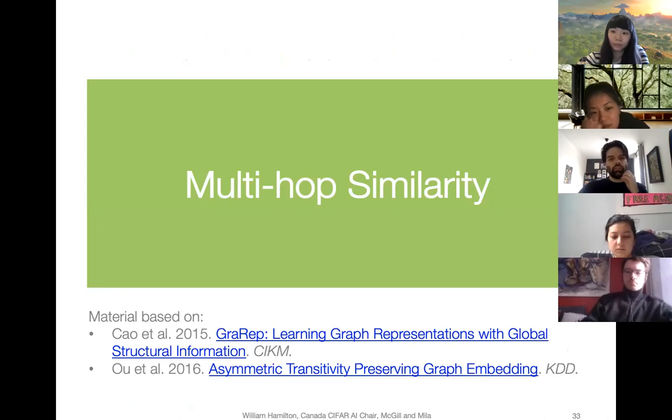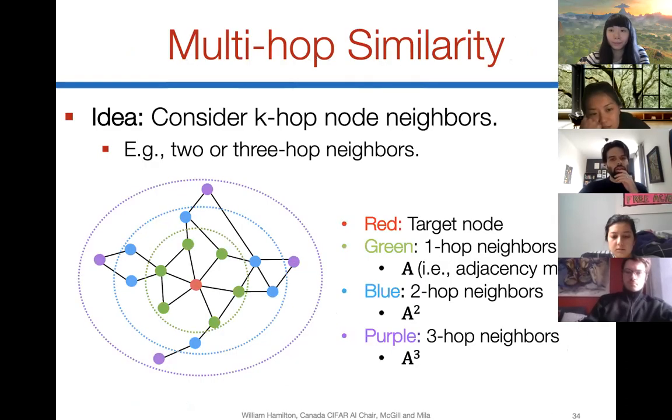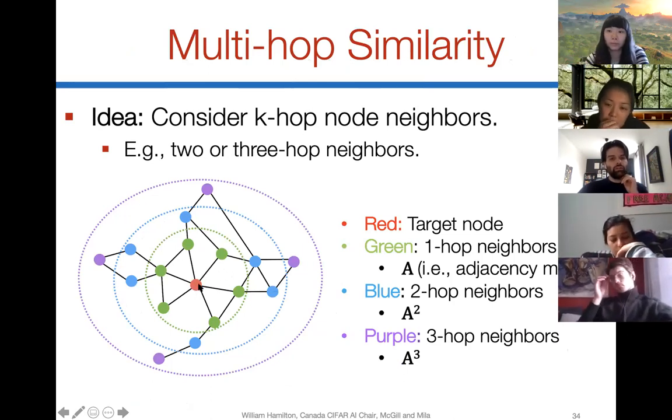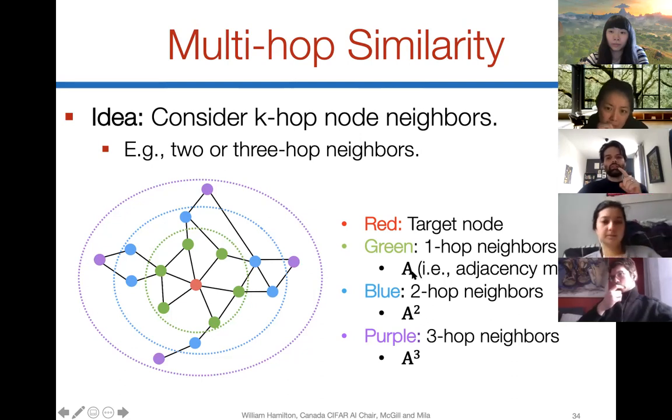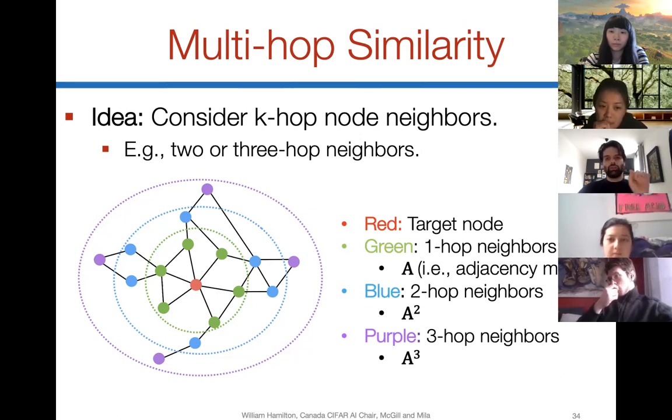So we can address this by using what are called multi-hop similarity methods. The idea here is that we're going to consider k-hop neighborhoods. If we're looking at this red node here, we can think of its one-hop neighbors as being its direct neighbors, so the nodes it's connected to. Its two-hop neighbors are nodes that you can reach on paths of length 2 starting from the red node, and then the three-hop neighbors, and so on. And what's very useful is that the one-hop neighbors are given by the entries in our adjacency matrix. If we look at a particular value in the adjacency matrix, that tells us whether or not two nodes are one-hop neighbors, whether or not they're connected.